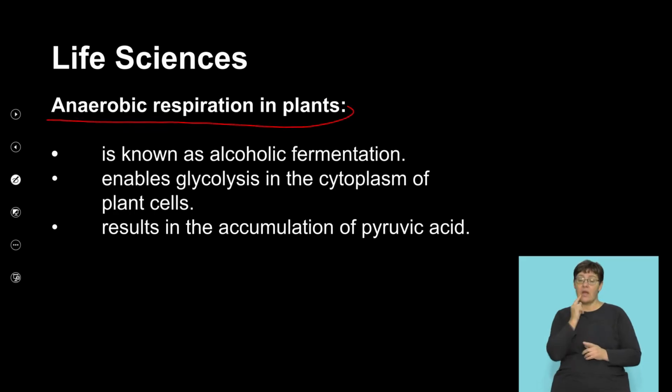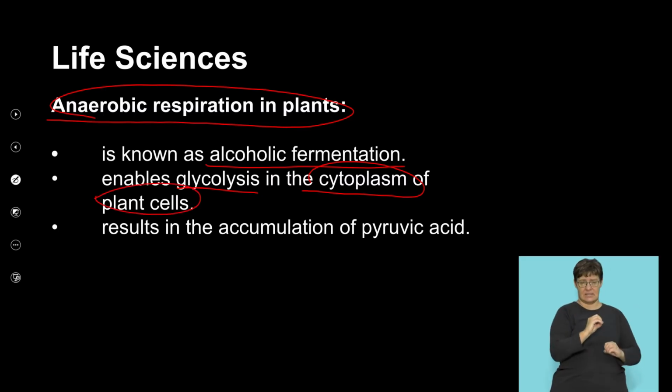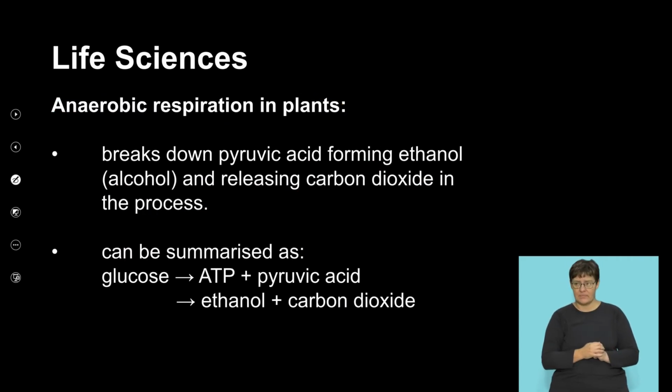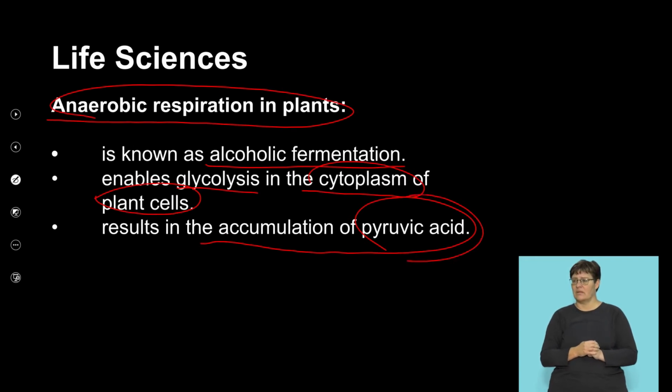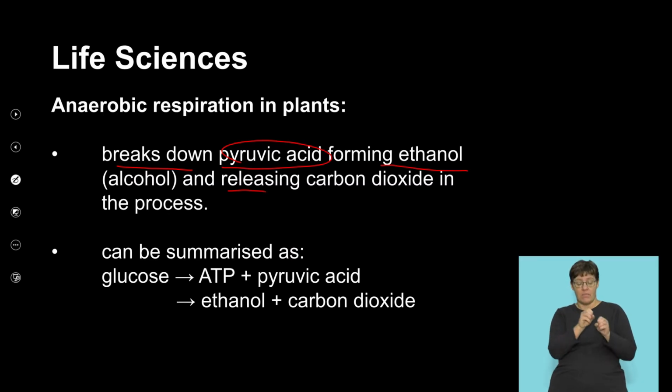However, this process in plants occurs slightly differently. As I mentioned, it's called alcoholic fermentation. And this enables the glycolysis to occur in the cytoplasm of plant cells. And this in turn builds up what we refer to as lactic acid. Let's see what happens to that lactic acid. Let me go back. Pyruvic acid, my apologies. This further breaks down the pyruvic acid, forming ethanol, which is then releasing carbon dioxide in that process.